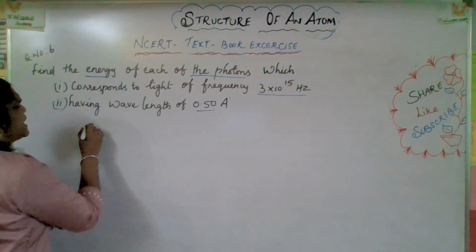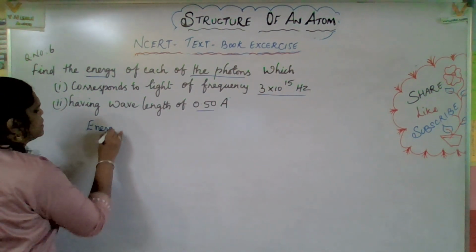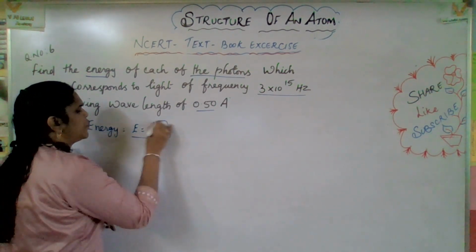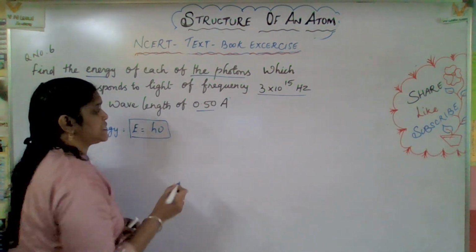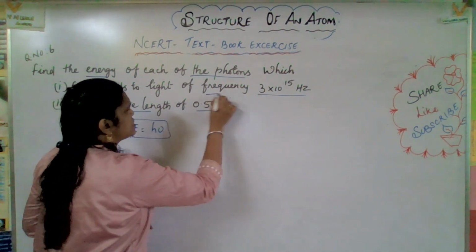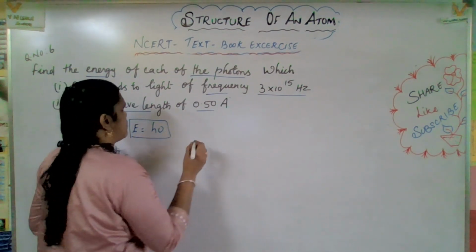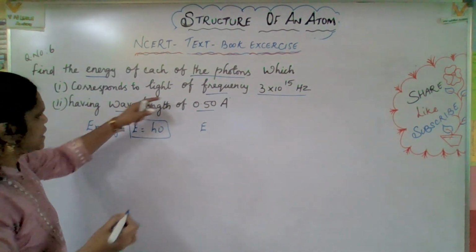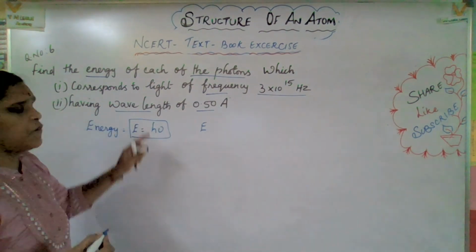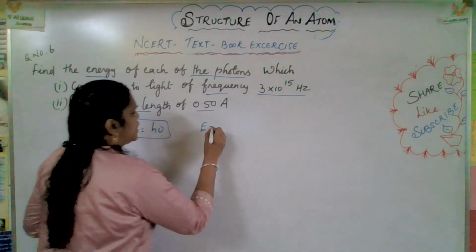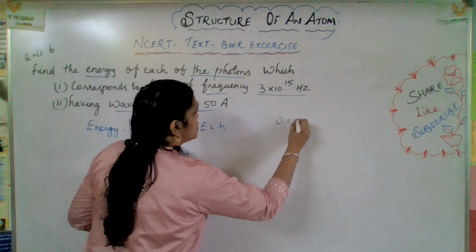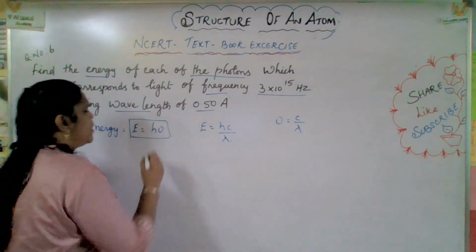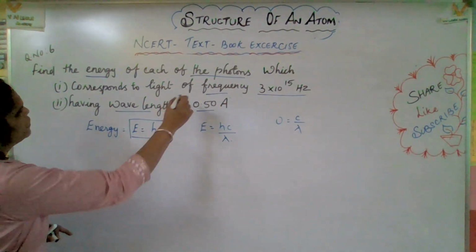Okay, first and foremost, energy of the photon. The energy formula is capital E equal to h nu. Here nu is the frequency. Now again it is energy only. The energy of the photon corresponds to light of a given frequency and wavelength. They have given both. So E equals h nu, which is equal to hc by lambda. Can we apply this hc by lambda? First, let us find the frequency value.